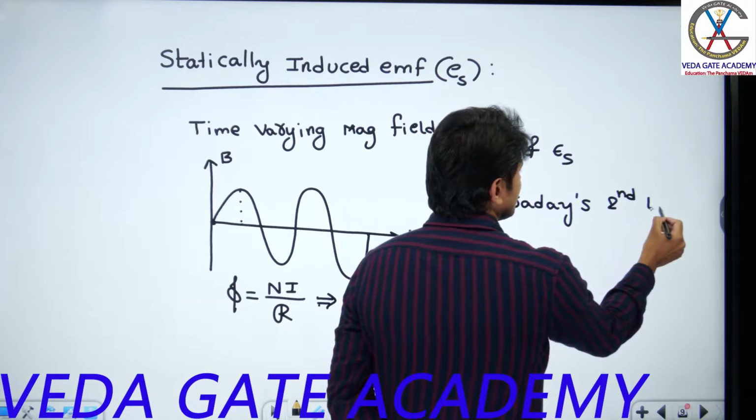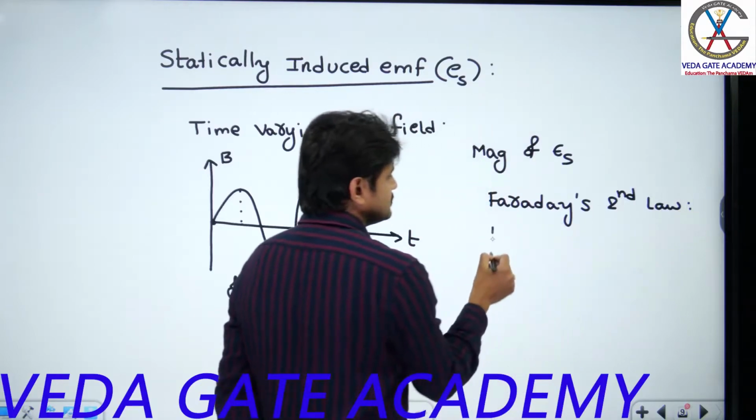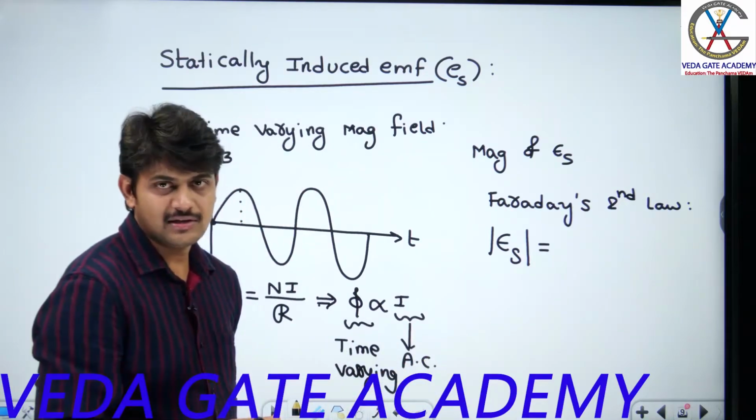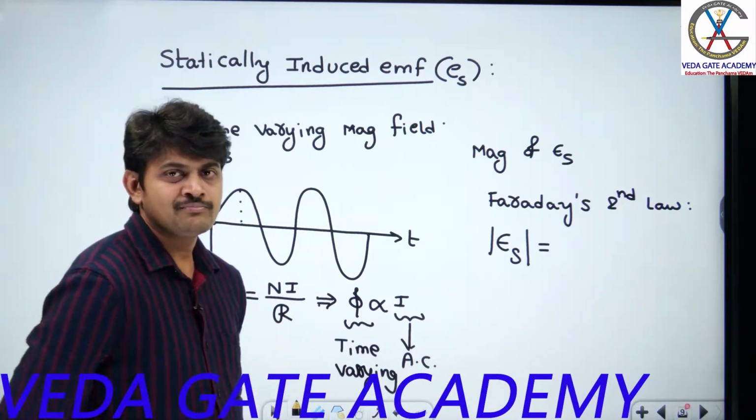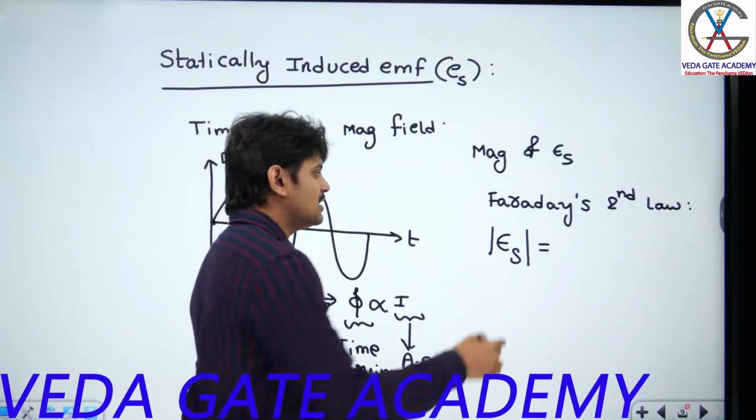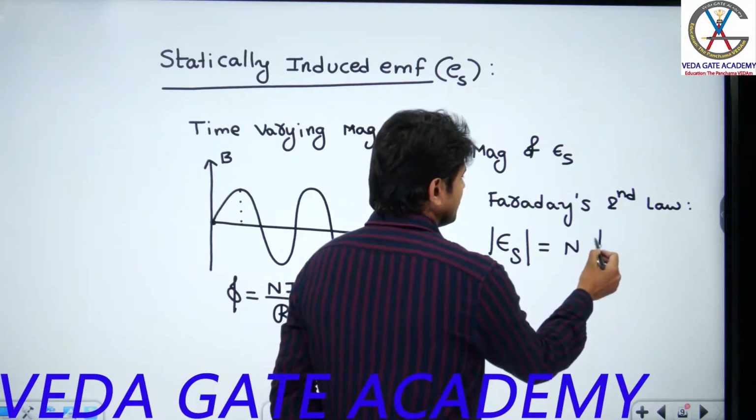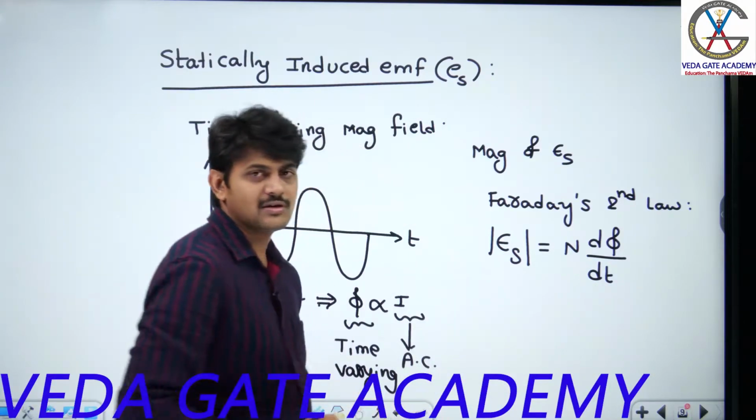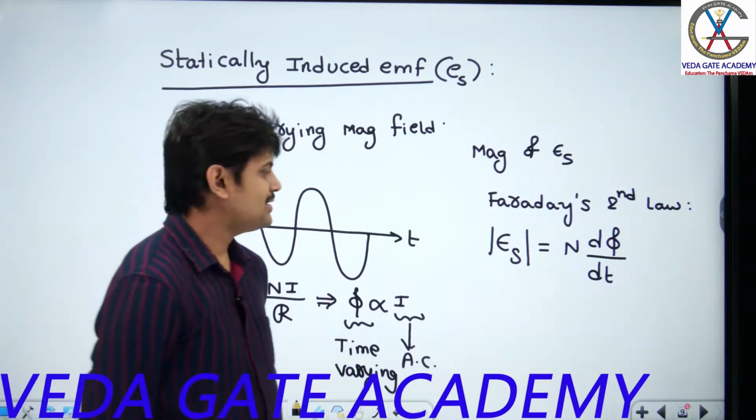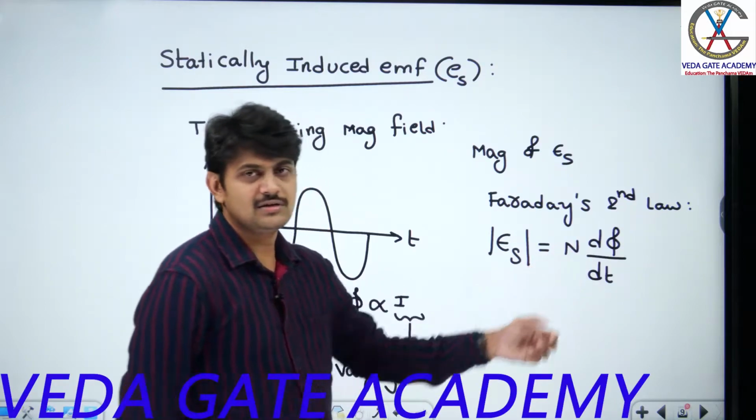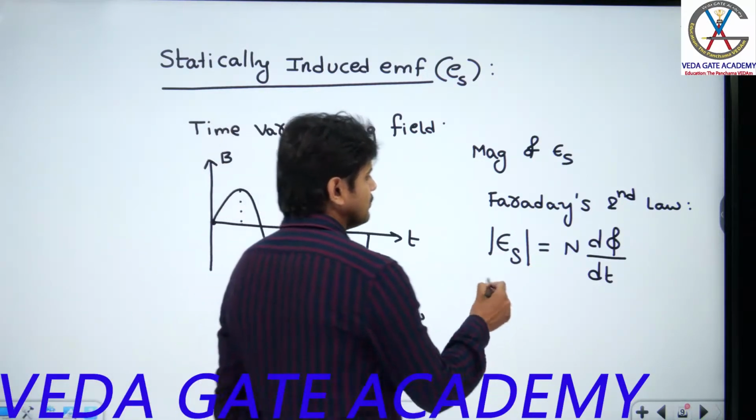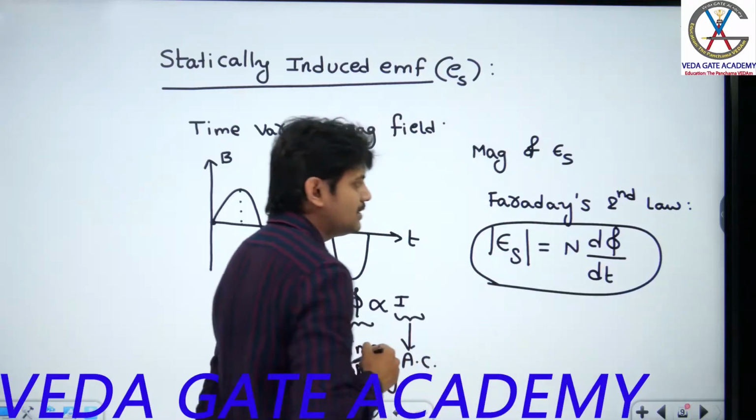So what is Faraday's second law? The magnitude of statically induced EMF is directly proportional to the rate of change of flux linkages. If my coil has n number of turns, the magnitude of statically induced EMF will be equal to n d phi by dt, where n is the number of turns of the coil connected in series, and d phi by dt is the rate of change of flux with respect to time. So this is the magnitude of statically induced EMF.